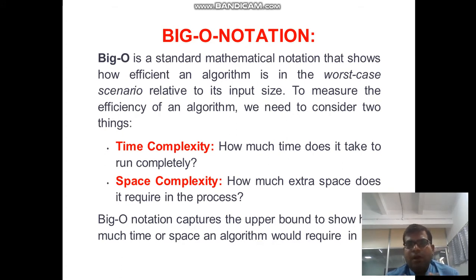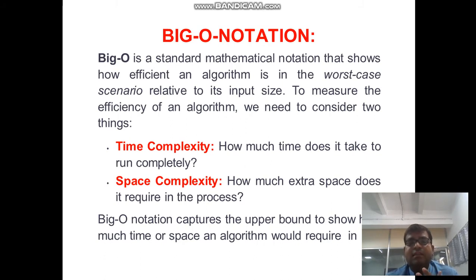For measuring the efficiency of an algorithm, some protocol is there, some rule is there. So one rule, one protocol, is the big O notation. Using the big O notation, we can measure the efficiency of any algorithm. The big O is a standard mathematical notation that shows how efficient an algorithm is in the worst case scenario.